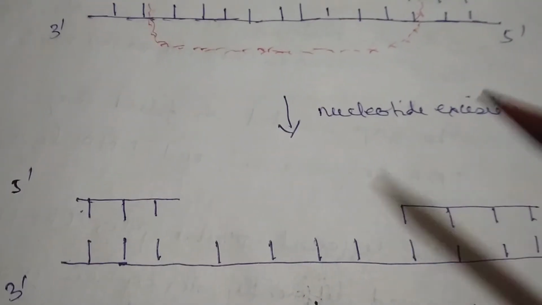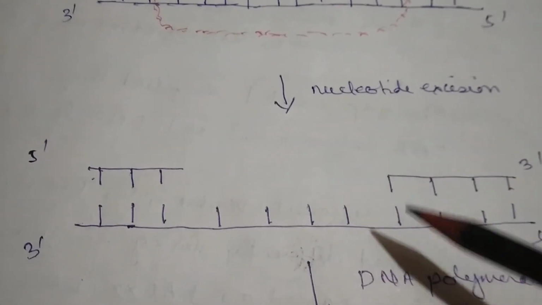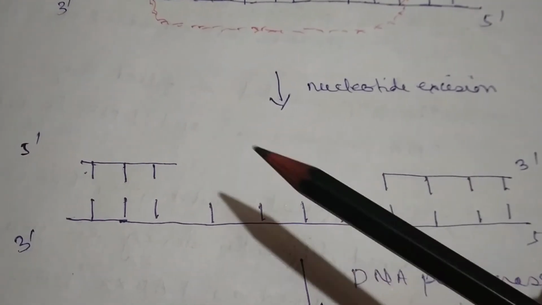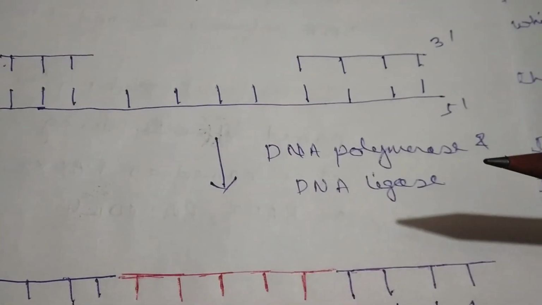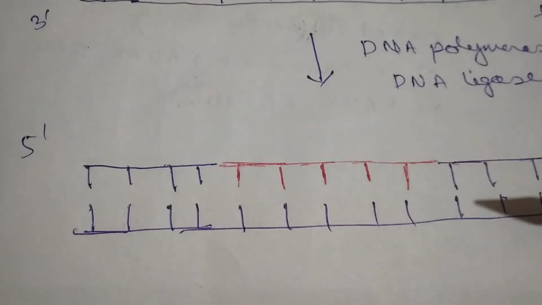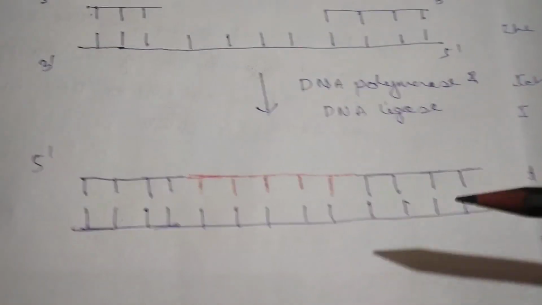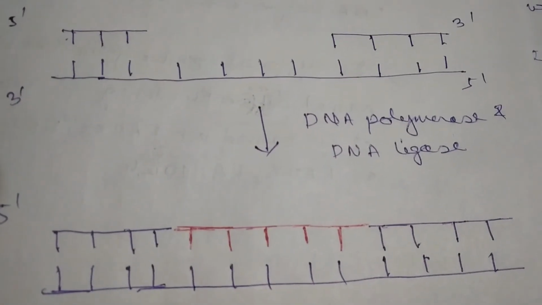After those three proteins bind, the nucleotide is excised from this place and this place, so a gap is created over here. This gap is then filled by DNA polymerase 1 and DNA ligase, and the repair is complete. And now in the next video, I will discuss mismatch repair.